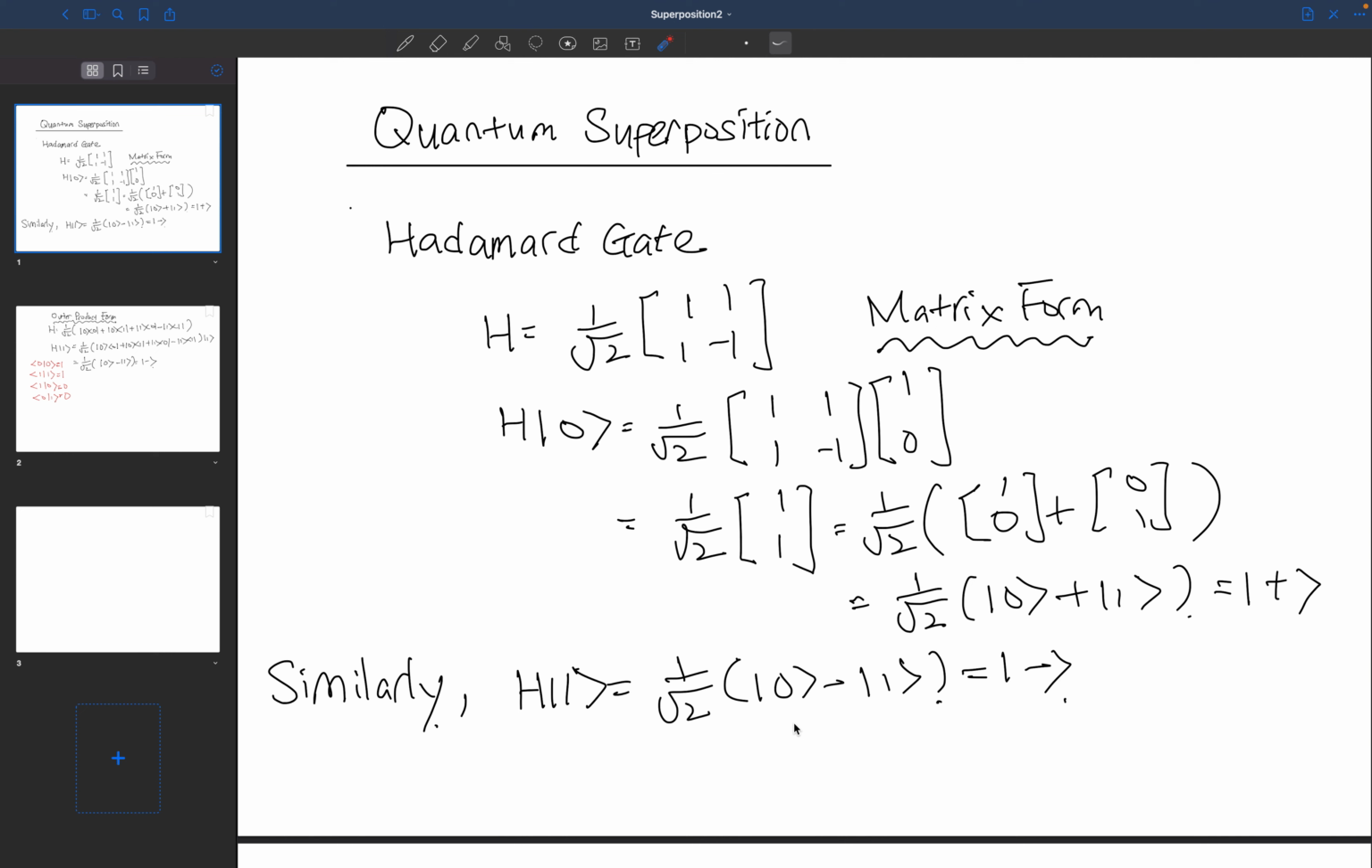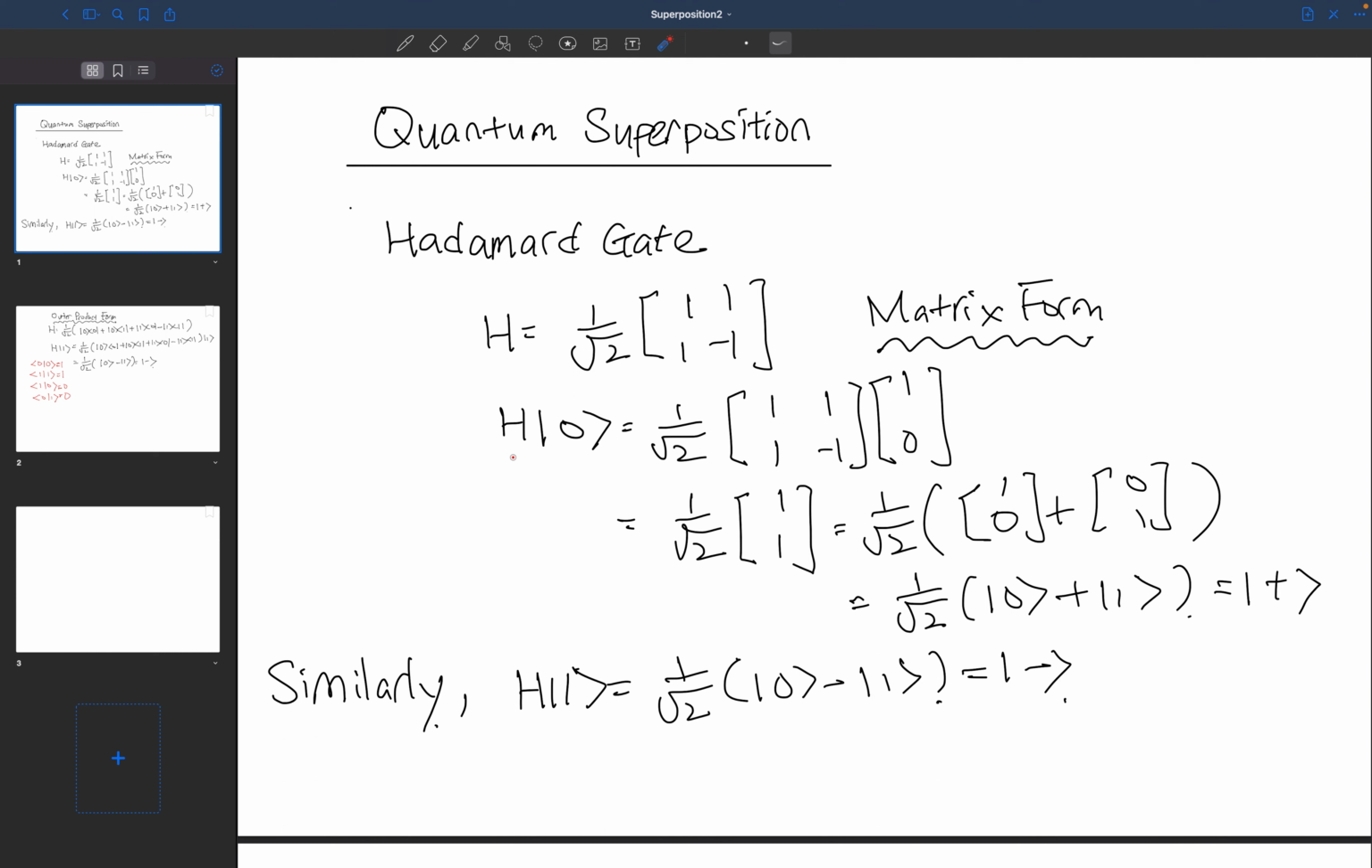Quantum superposition is the ability of a quantum system to be in multiple states at the same time until it is measured. You can easily create a superposition state using the Hadamard gate. The Hadamard gate is a single qubit operation that maps the basis state to a superposition state. In the matrix form, the Hadamard gate can be represented by this.